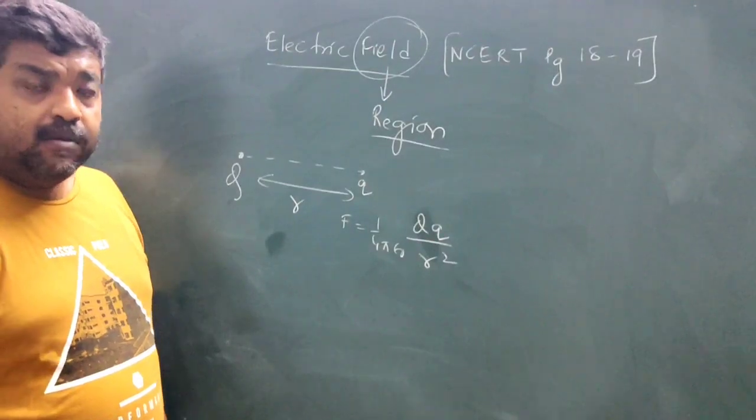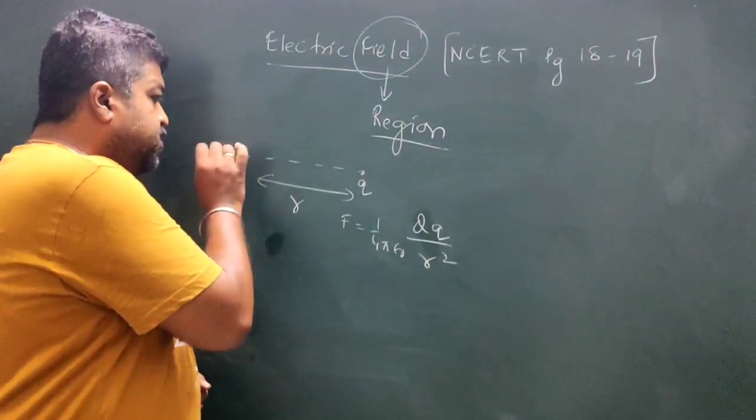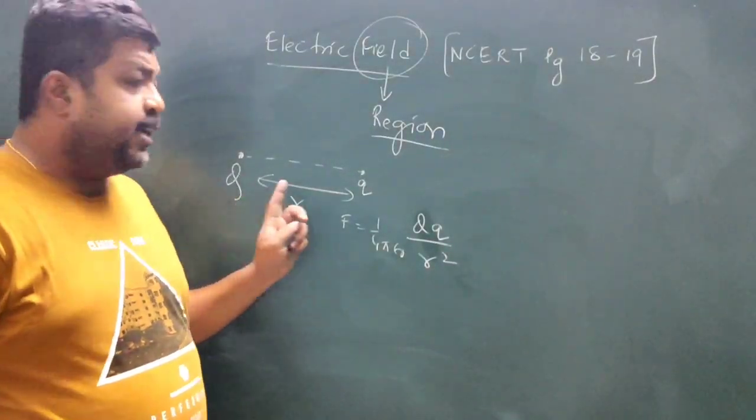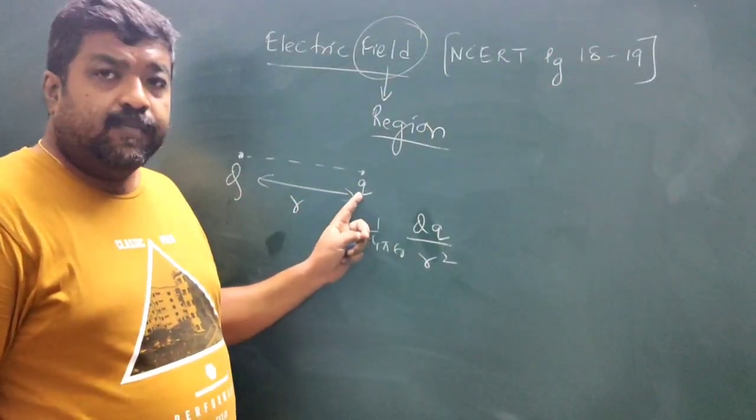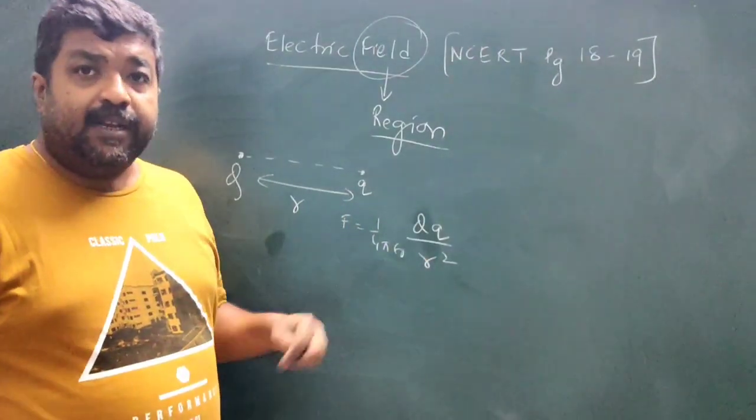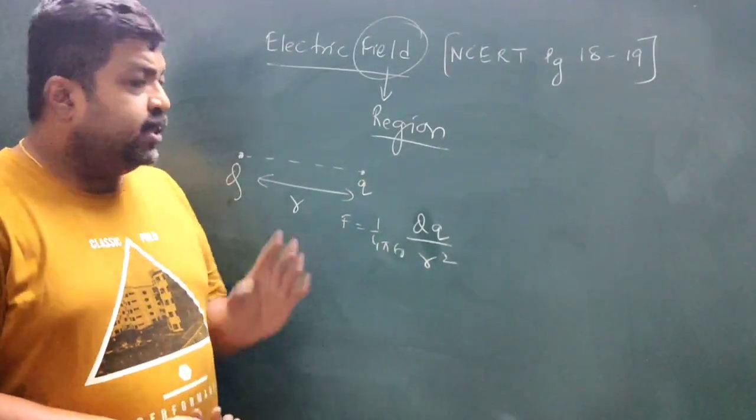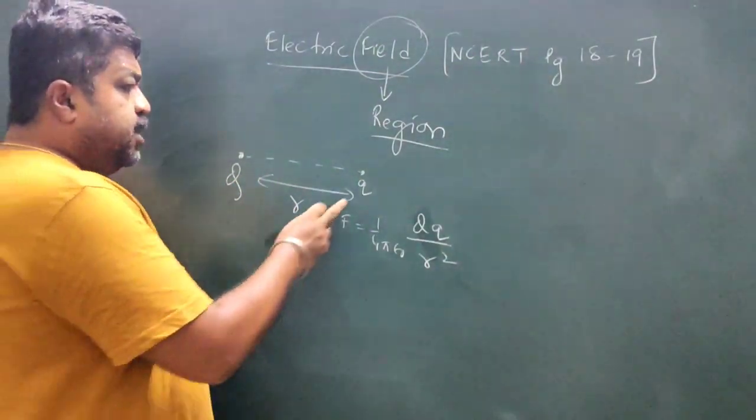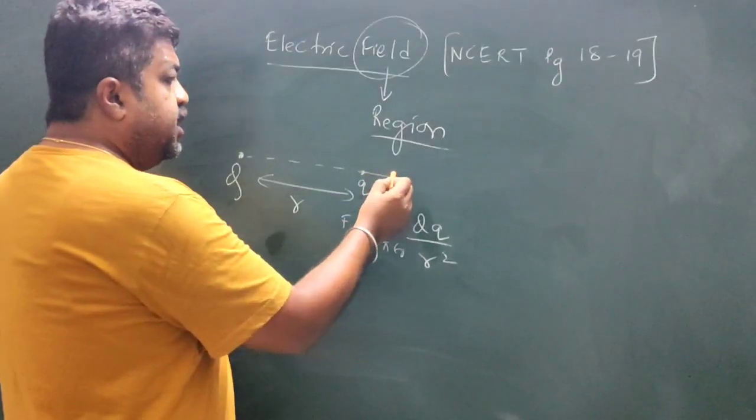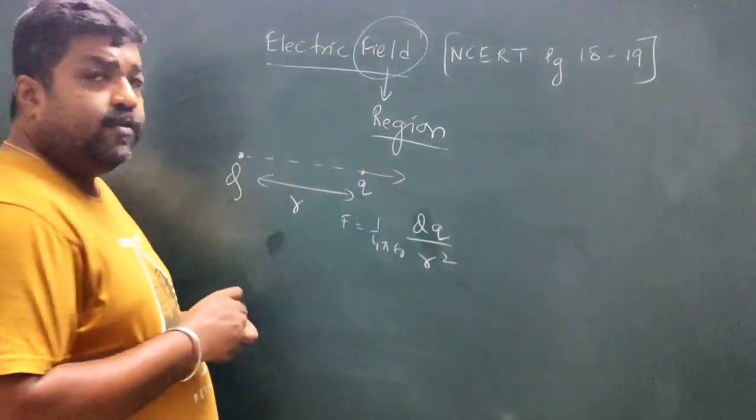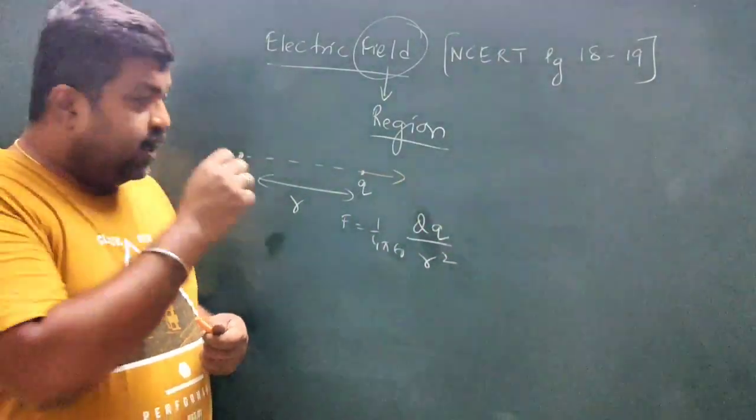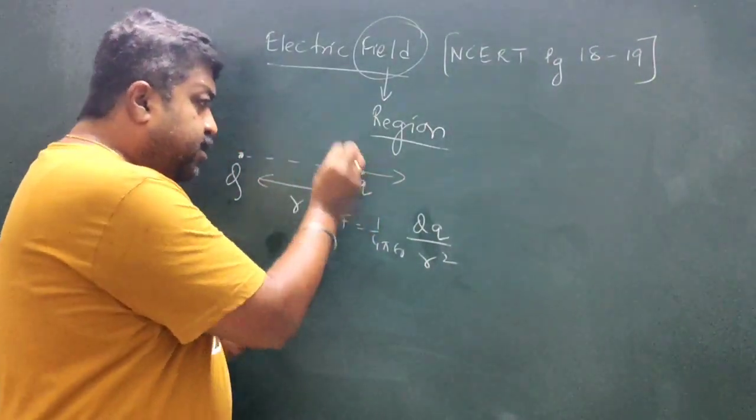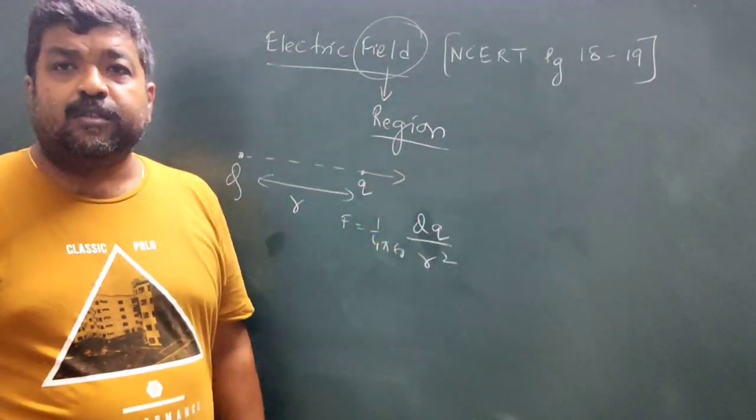Now suppose this charge is fixed, and this charge is fixed, and I can definitely say that this charge is experiencing this force. If it is given that both the charges are positive, then obviously this charge will experience a force in this direction, and this will be the magnitude of the force. So this small q charge, when placed at this particular position, is experiencing this force.